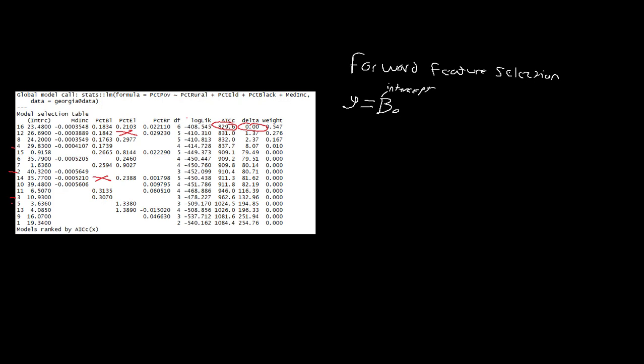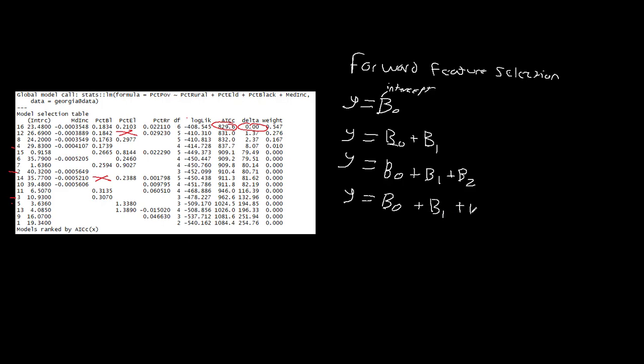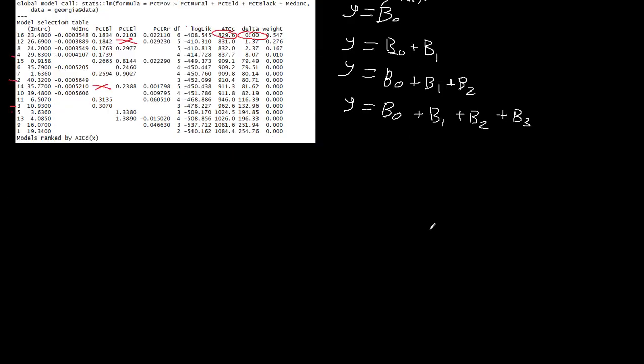So this idea of forward feature selection is you start with no variables. Then you add in one variable and test that out. Then you do two variables, test all those out, then you add in three variables, and you keep going. You test out all the different combinations of one variable, all the different combinations of two variables, all the different combinations of three variables. So with forward feature selection, you're adding in a variable, testing all the combinations, adding in another variable, testing all the different combinations. That's how forward feature selection works.